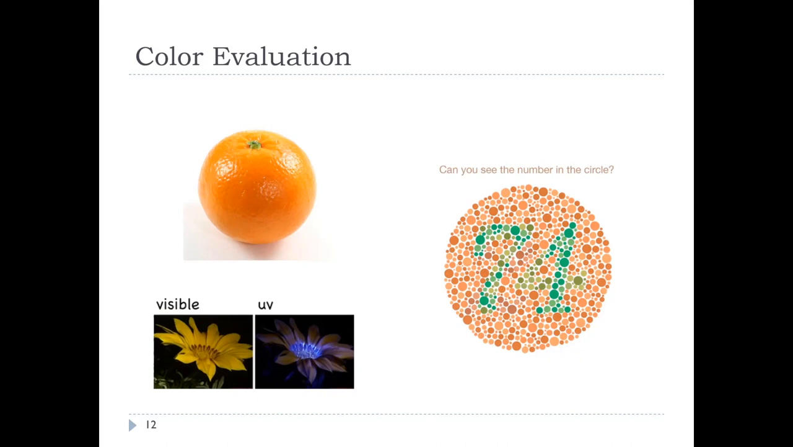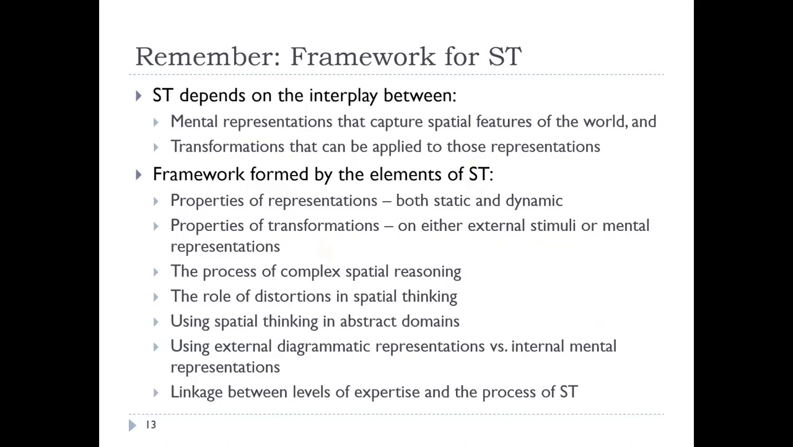So color is important, right? We're recognizing what these objects look like. Okay. So let me remind you again, we've got this framework, right? The framework for spatial thinking depends on this interplay between us capturing some kind of representation of what we're seeing and then being able to transform those representations into something that's meaningful. And we do that through these different elements where we represent the properties of the object, both static and dynamic. We represent those transformations either through physical or external stimuli or through mental representation. We try to get to a process where we're reasoning about that. We're not just thinking anymore, but we're actually taking it the next step.